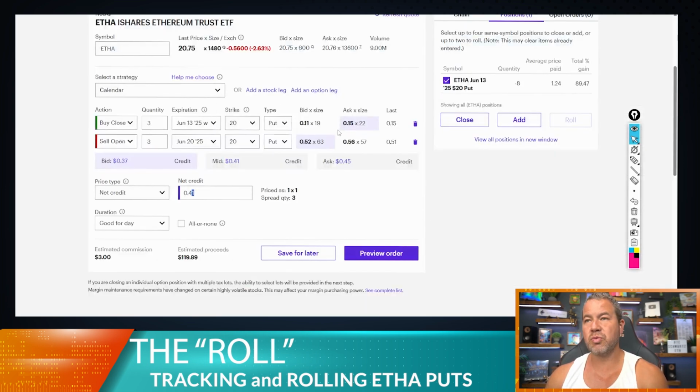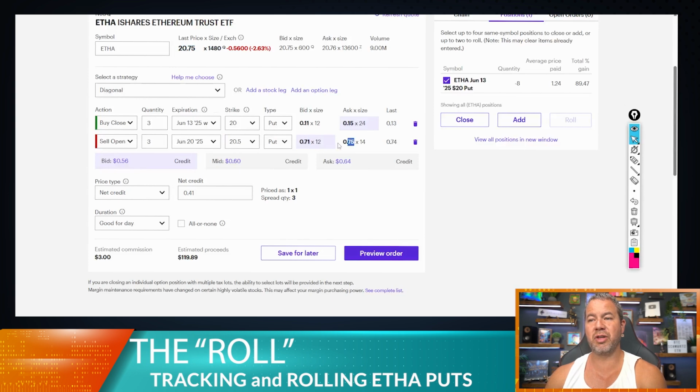You could just close this one and you could open up a new strike. Ideally in this situation, without talking about advice or what I would do, I might actually put up my strike. So I could actually roll up to the $20.50 put strike and get myself a little bit more credit here.